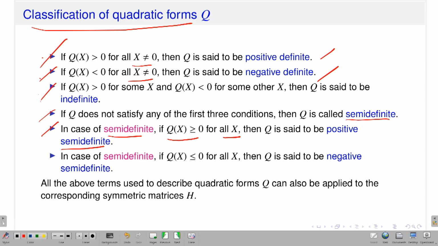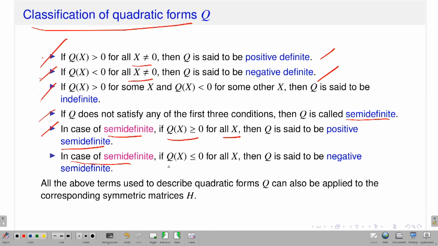Now, what is the difference between positive definite and positive semi-definite? Positive definite says that for all x non-zero, your Q(x) should be strictly positive. However, in the case of positive semi-definite, for all x, Q(x) is greater than or equal to 0. That means it might happen that there are points x which are non-zero, but Q(x) could be 0. That is what is happening here. So positive definite means strictly positive, and positive semi-definite means non-negativity. These two things are different, strictly positive and non-negative. Positive semi-definite means it should be greater than or equal to 0.